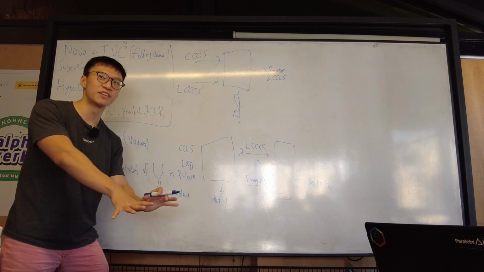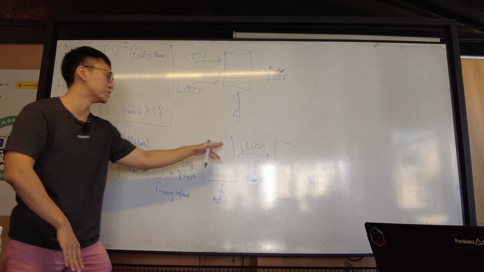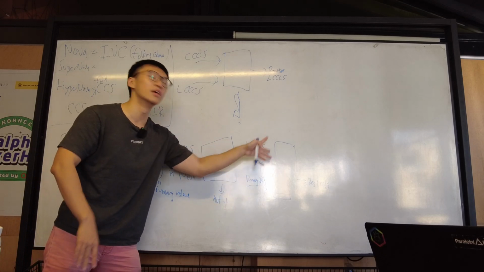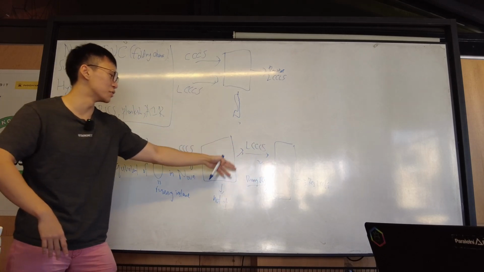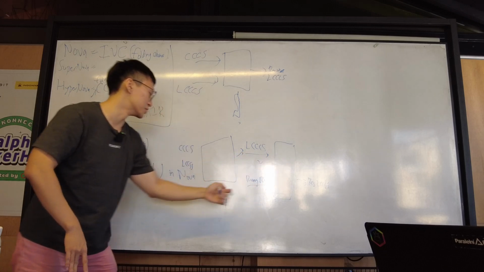I pretend I understand that, but the step here is not easy, not trivial, and I'll try my best to go through whatever I understand from the paper to form this resultant LCCS, and then we'll see how we fold the two LCCS instances into the resultant LCCS. So it's not trivial.